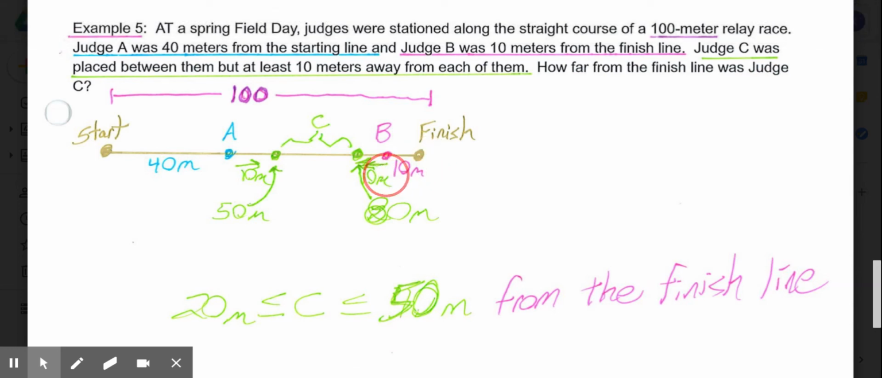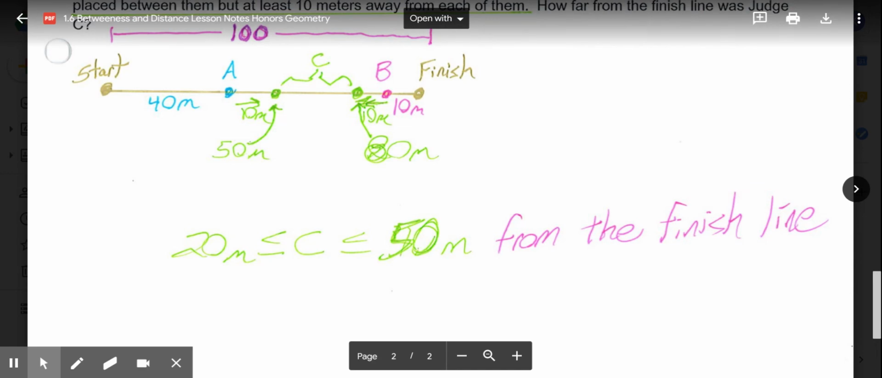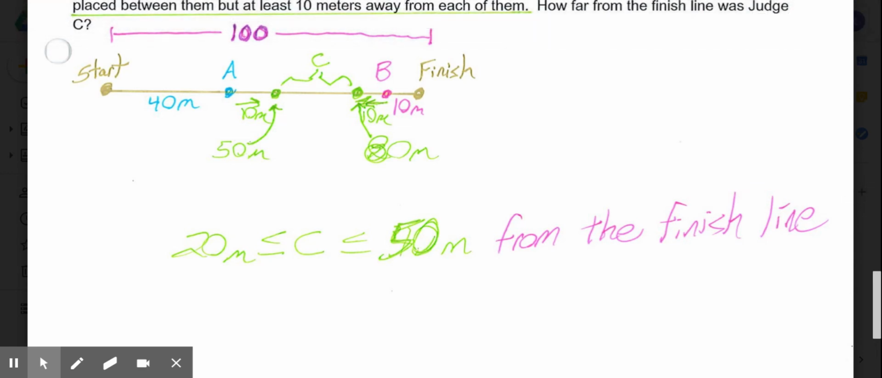Judge C could be 20 meters away and then up to 50 meters away. So Judge C could be anywhere greater than or equal to 20 meters away from the finish and less than or equal to 50 meters from the finish line. So anywhere in this range of 20 meters to 50 meters would be an acceptable distance.